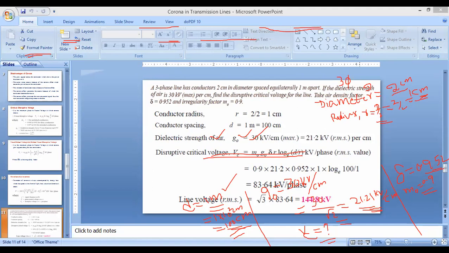This problem is given based upon the parameters, and we can simplify. Here the disruptive critical voltage is represented by Vc, and the critical visual voltage is represented by Vv. Now go through it.